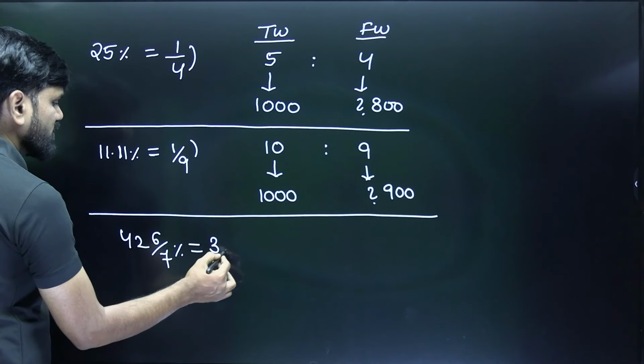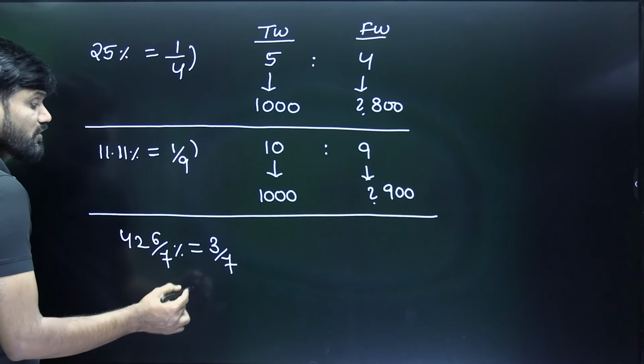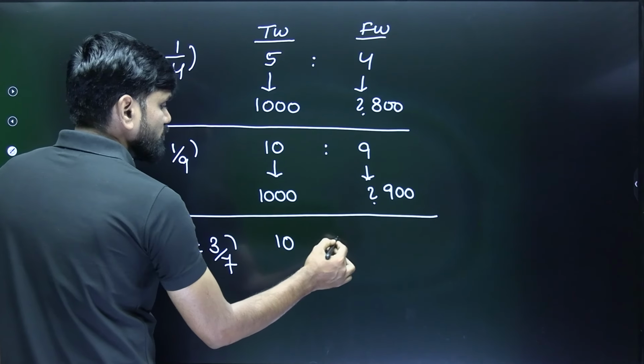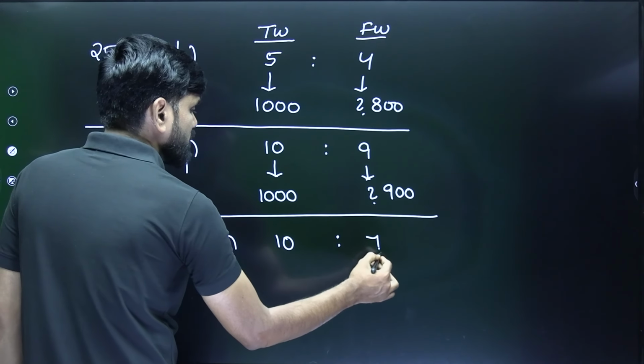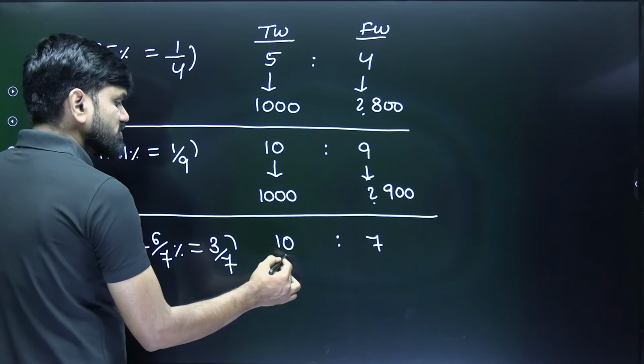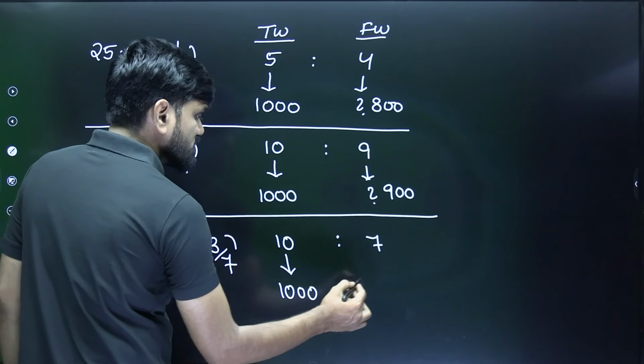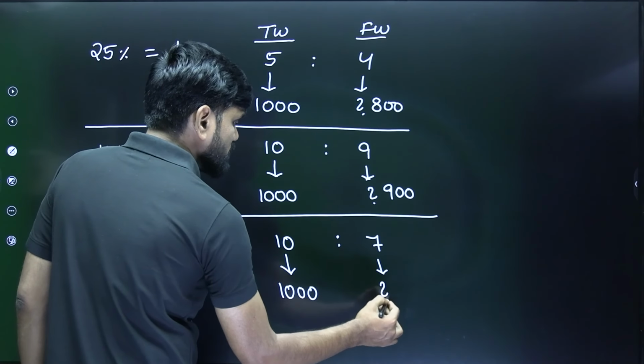The percentage equivalent fraction is 3/7. True weight should be linked to this total. So 3 plus 7 is 10, 10 parts. False weight must be linked to the denominator, that is 7. This 10 parts must be linked to 1 kilo. If 10 parts is 1000, 7 parts is how much?